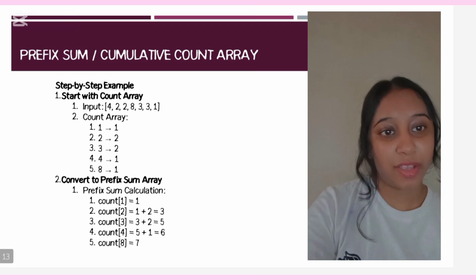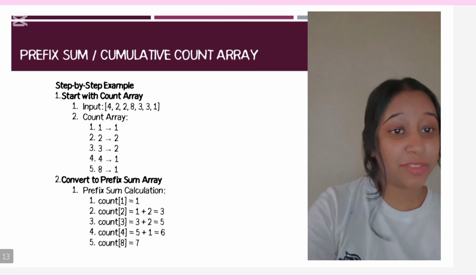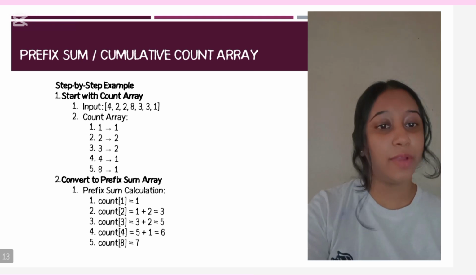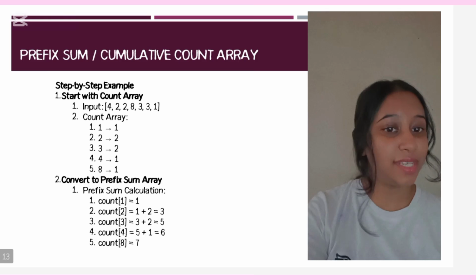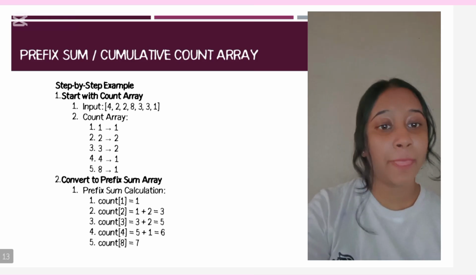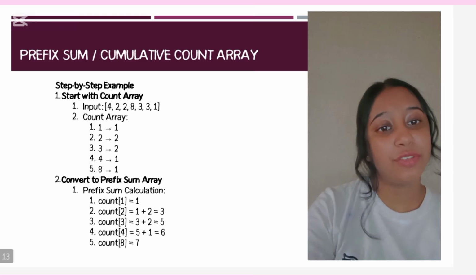Prefix sum calculation. Index 1 count 1, index 2 is 1 plus 2 equals 3. Count 3 is 2 plus 3, equals 5. Count 4 equals 5 plus 1 equals 6. Count 8 equals 7. This tells us how many elements are less than or equal to each value.